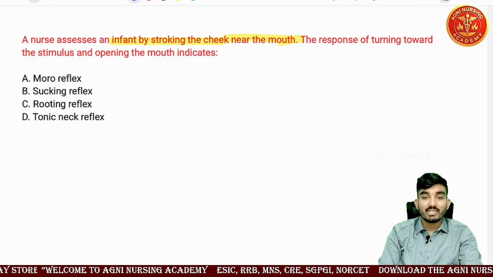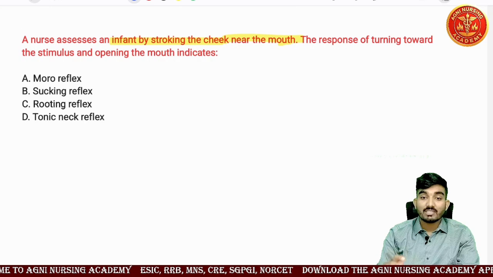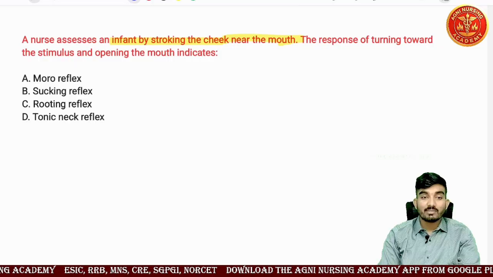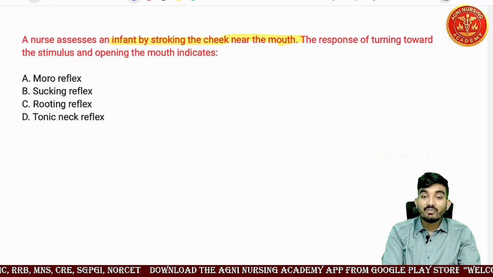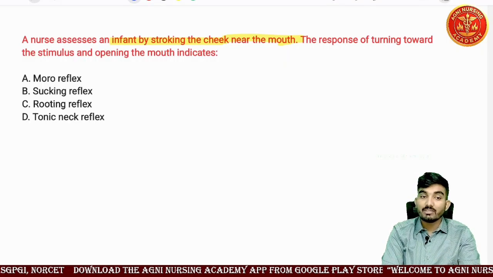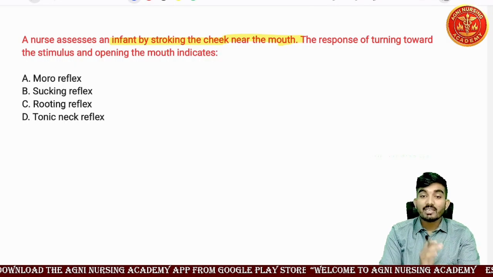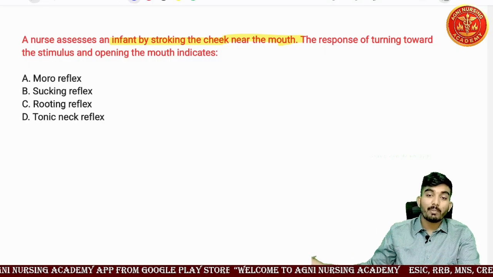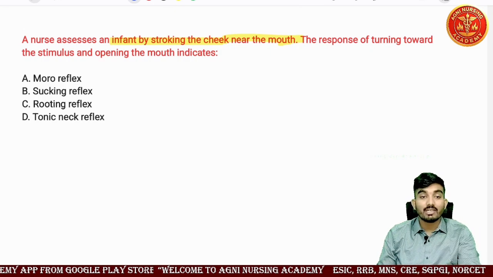The sucking reflex means if we keep any object in the child's mouth, the child will directly start to suck. That is called the sucking reflex. The rooting reflex means when we touch around the child's mouth, the child will open the mouth and turn towards the stimulus. D is the tonic neck reflex: if we turn the head of the child towards one side, extension of the upper and lower extremities occurs on the same side, and flexion of the extremities occurs on the opposite side.